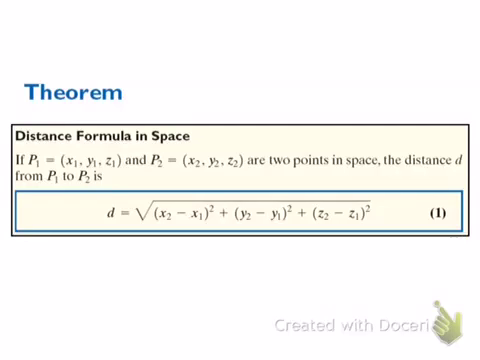So let's first go over the distance formula. Again, if you just focus on this part of it, that's the old distance formula. And now you have the z component, and that's all it is. You're just adding in another difference squared. So let's go through an example.